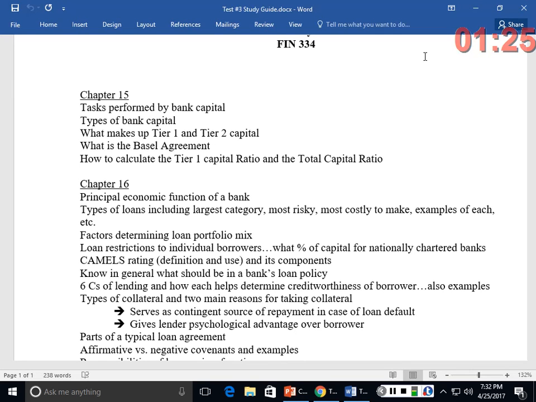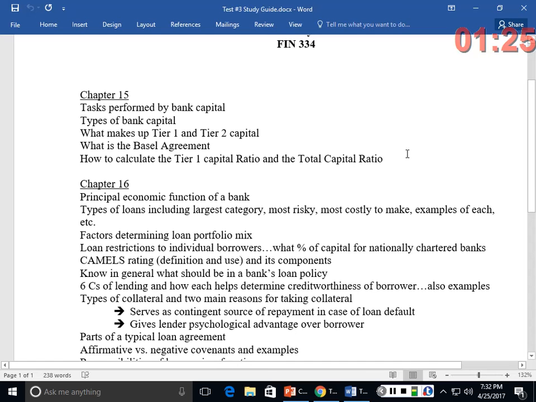Chapter 15: What are the tasks performed by bank capital? What are the types of bank capital? What makes up Tier 1 and Tier 2 capital? What is the Basel Agreement? That's not pronounced Basel, it's pronounced Basel. There's a Basel 1, Basel 2, and Basel 3. And how to calculate the Tier 1 capital ratio and the total capital ratio.